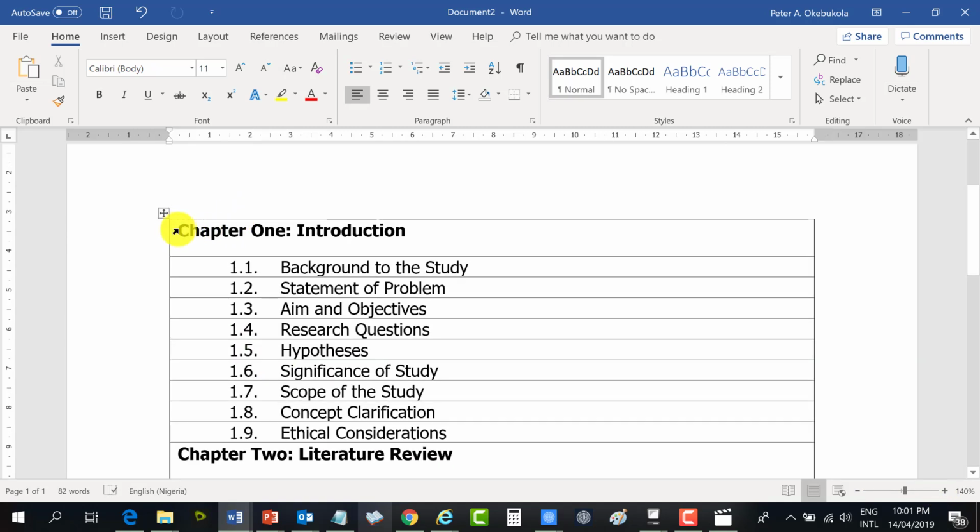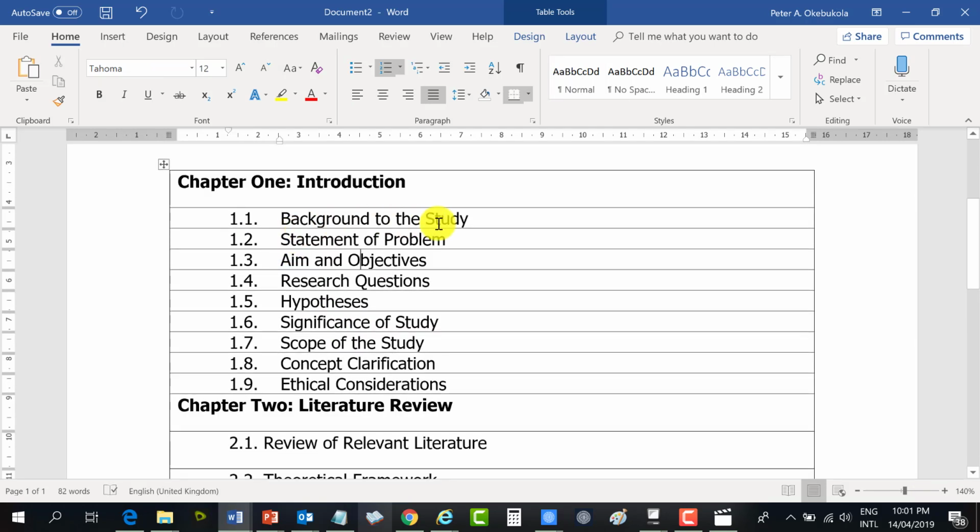You have chapter 1, which is the introductory chapter, and it will have background to the study, the statement of the problem. What problem do you want to solve? Now, what are the aims and objectives of the study? You have to state them very clearly. Then your research questions, because you are going out there to research and you'll be asking some questions.